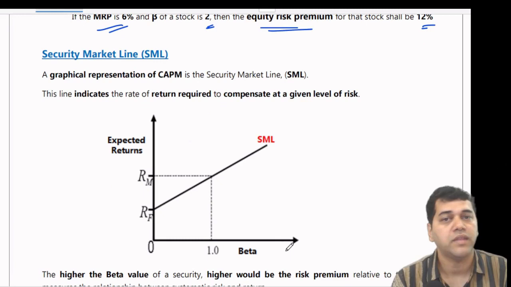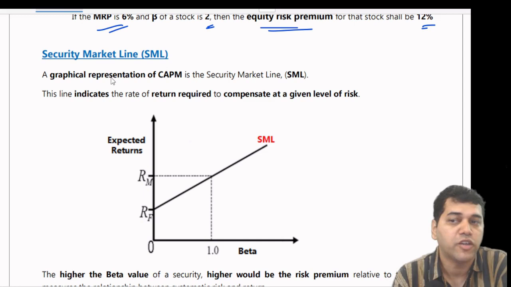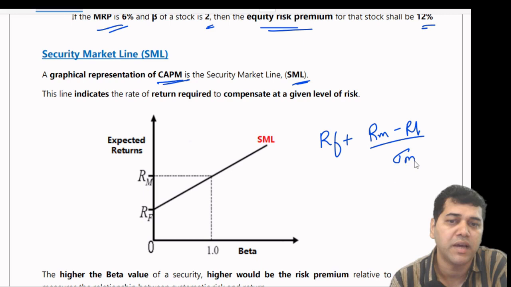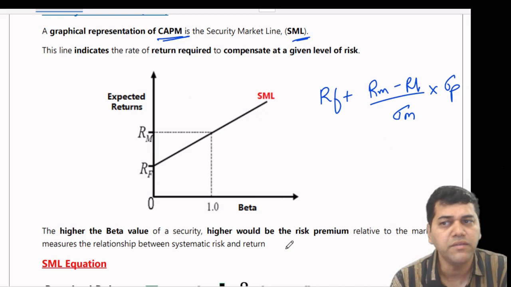Then comes the concept of the security market line. They will ask you to draw a security market line. It is very similar to the capital market line, where we discussed drawing one tangent line against the efficient frontier. What is the security market line? It is the graphical representation of CAPM. In the capital market line, we started with RF plus (RM minus RF) by standard deviation of the market, into standard deviation of the portfolio. This is what we did. Something similar we are going to discuss here also.